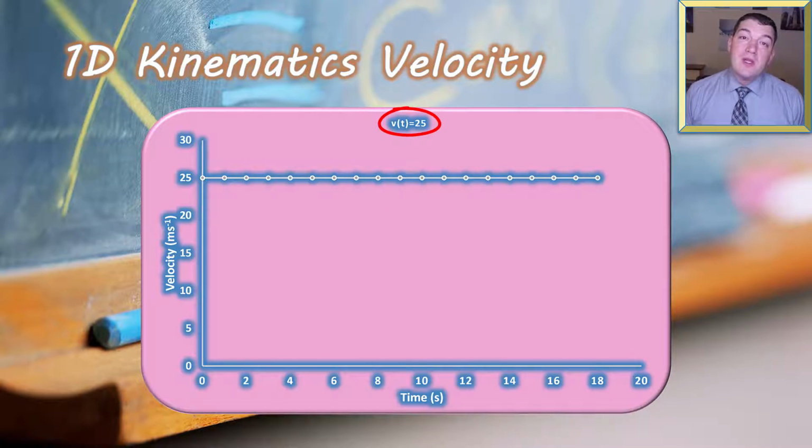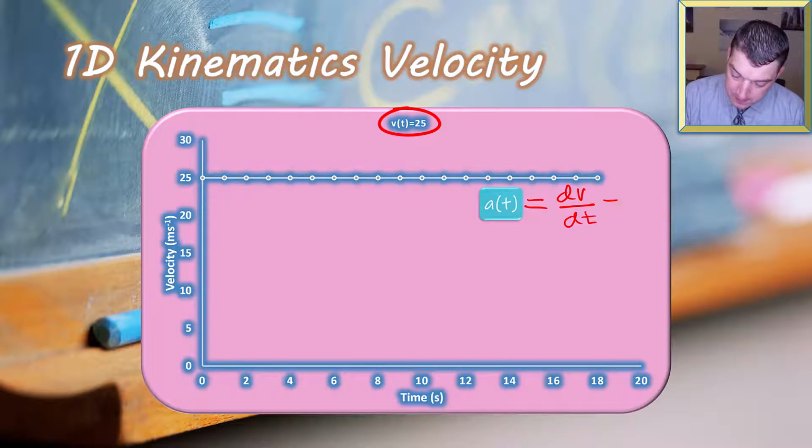Again, we can repeat some of those same steps that we just did, but using this function. If we're looking for the acceleration, it is going to be the derivative of our velocity function with respect to time. The derivative of a constant, like 25, is 0. So the derivative of 0 and the derivative of a constant is the same.